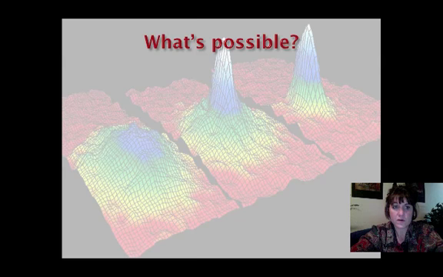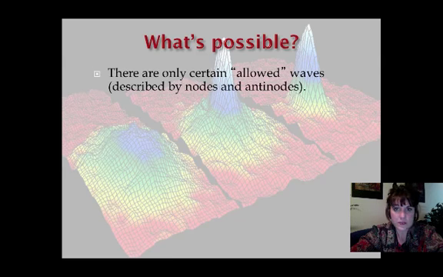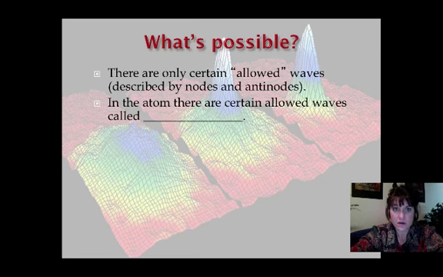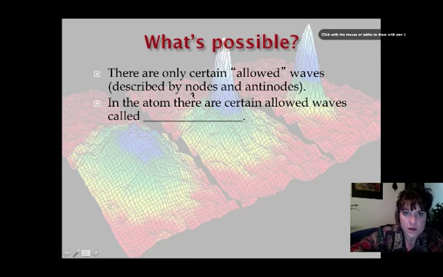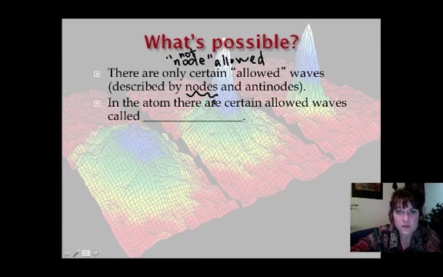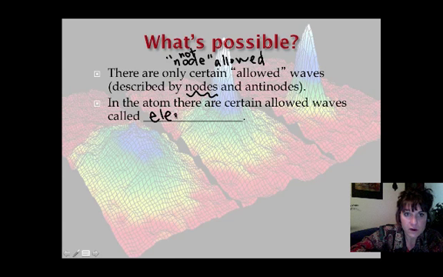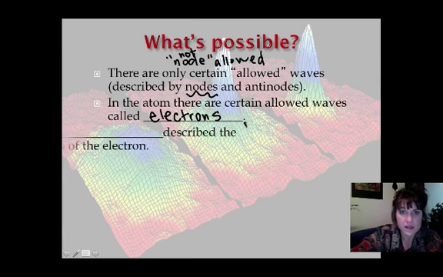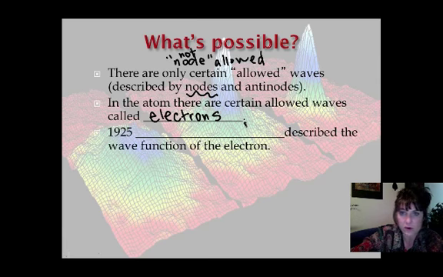So what is possible for our electron? Where is it allowed to be? The nodes and the antinodes describe where it's allowed and where it's not allowed. In fact, if you'll remember, node is like 'no allowed.' It's not allowed to be in the node. So in the atom, there are certain allowed waves, and these allowed waves are called electrons. Waves called electrons, you betcha, because electrons get to be waves and they get to be particles.